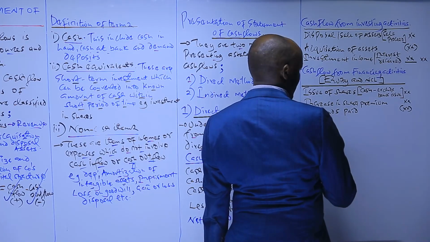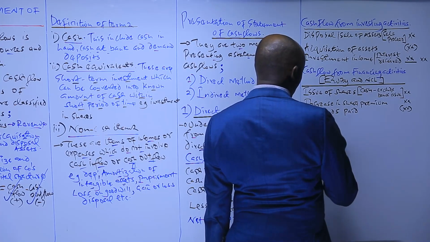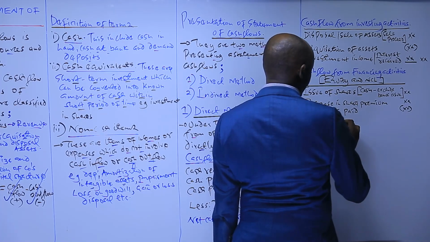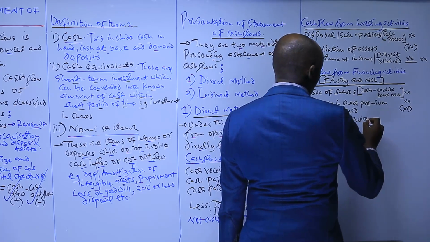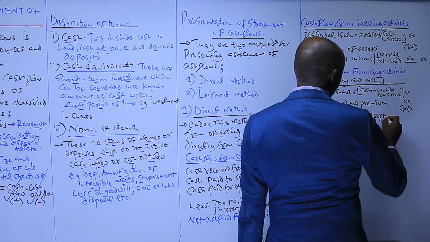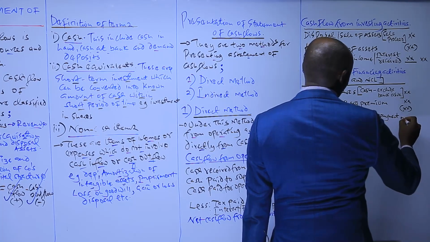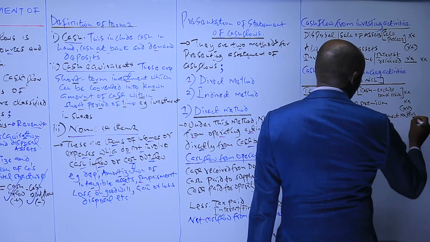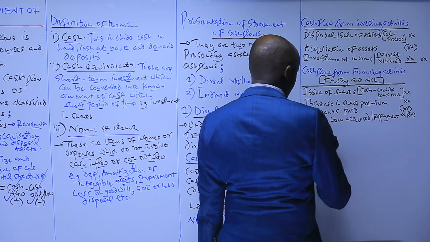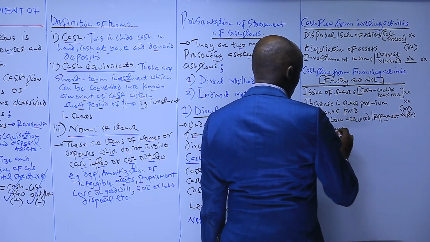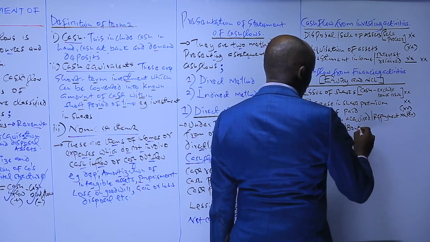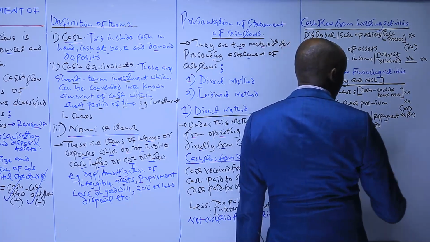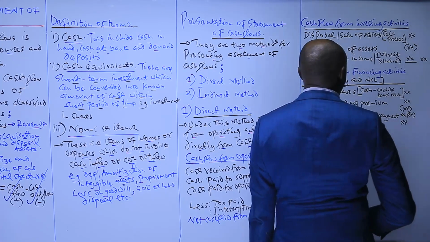We also consider what? A bank loan acquired, or a bank loan repayment. So bank loan acquired is a cash inflow. Bank loan repayment is a cash what? Outflow. We also consider things like debentures, or even bonds, which were issued, which is a cash inflow.